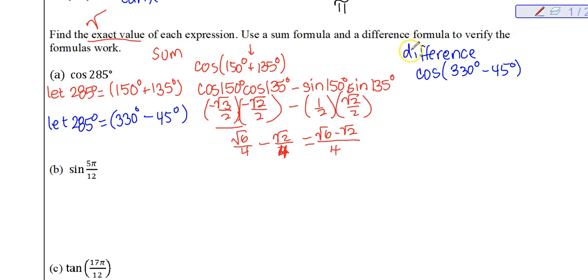So here we go. Cosine of 330 degrees minus 45 degrees goes cosine of 330 degrees, cosine of 45 degrees. You tell me the sign. Plus sine of 330 degrees, sine of 45 degrees. Woo, I'm running out of room. Okay, so ready? Exact values. What's the cosine of 330?